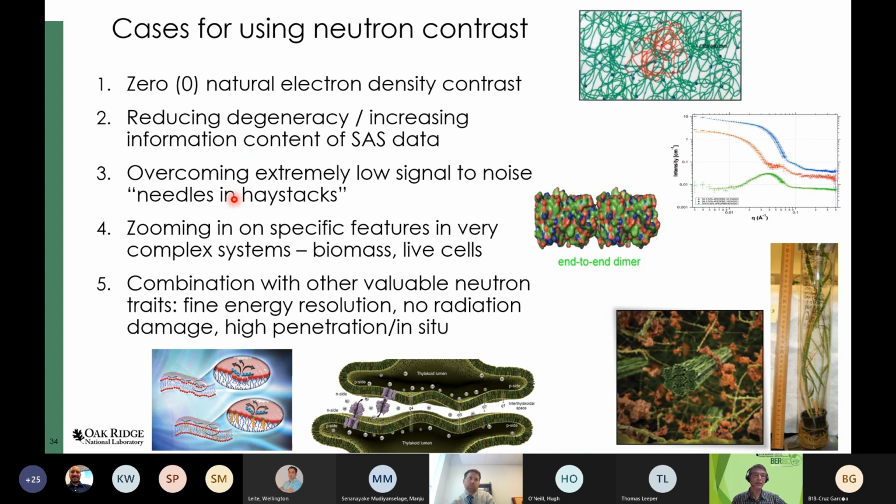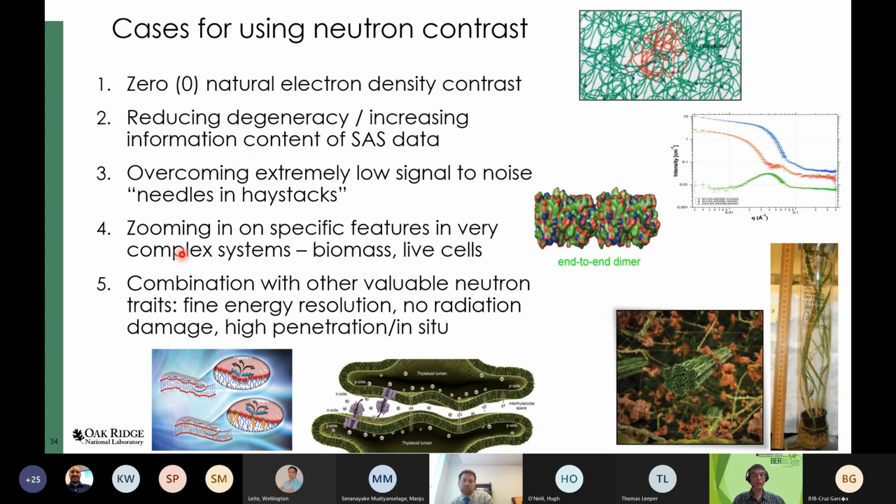Sometimes it's that we have just very low signal to noise. This is an example where we put protein in a silica sol gel, and you get lots of scattering from the gel and very little from the protein. But if you match the silica by H2O D2O mixtures, then you can still see the protein. So you can see a very low signal in what normally would be a large background by just making the background invisible, and then you find the needle in a haystack, so to speak, by making the hay invisible.